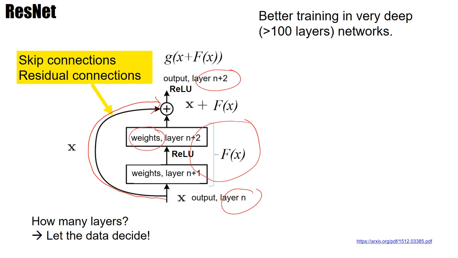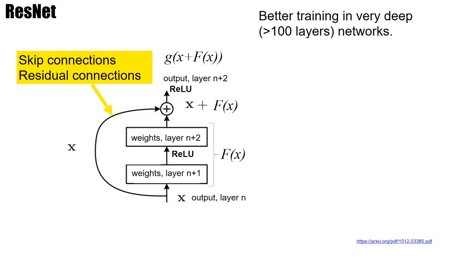On the other hand, if not all of these weights are 0, if not all of the ReLUs are below threshold, then some extra transformation takes place, and this extra transformation is the function f of x. Let's look at this in a little bit more detail.